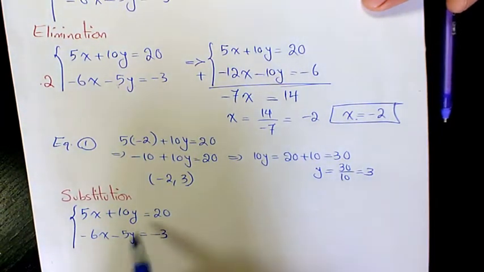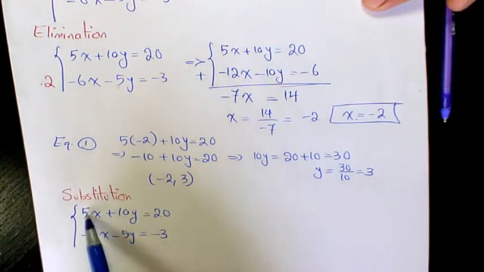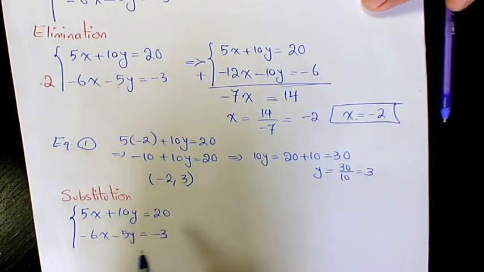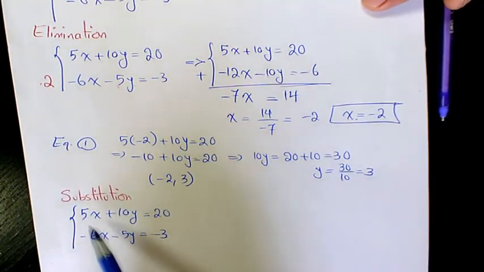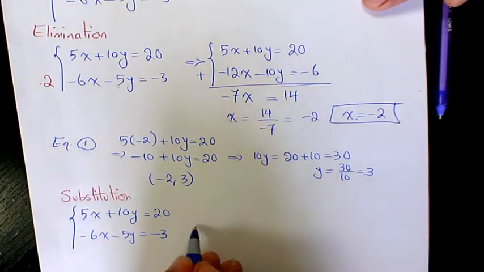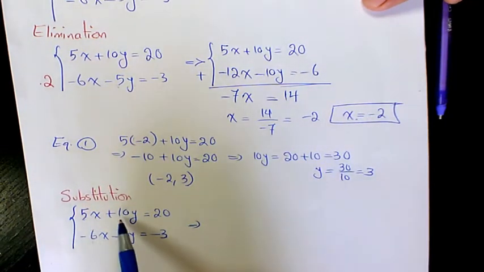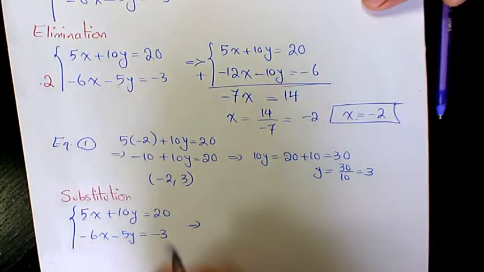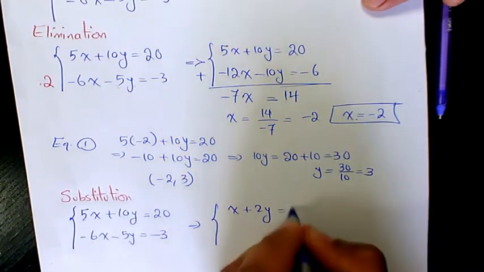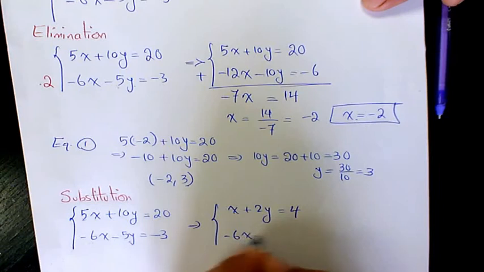So what I can do for substitution, if none of these coefficients equal 1, as you see here, like 5, 10, we had the same system in the previous example. Here we have 5, 10, negative 6, and negative 5. So none of them is 1. So it's better to use a trick. As you see in the first equation, all coefficients are multiples of 5, so we can divide it by 5. If I divide it by 5, it's going to be x plus 2y equals 4. And the second remains the same.